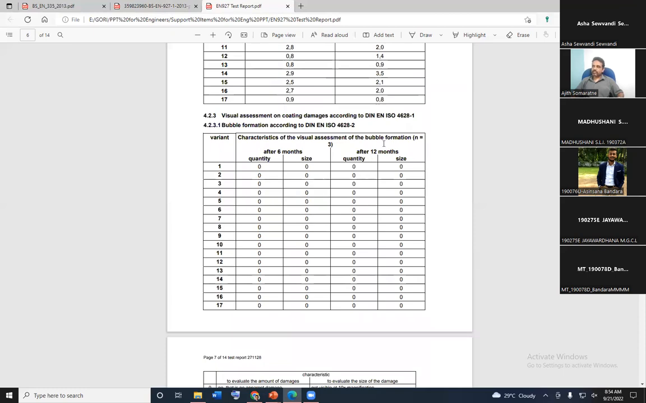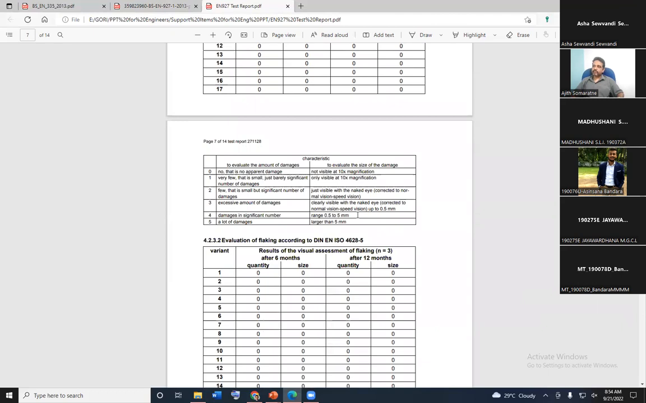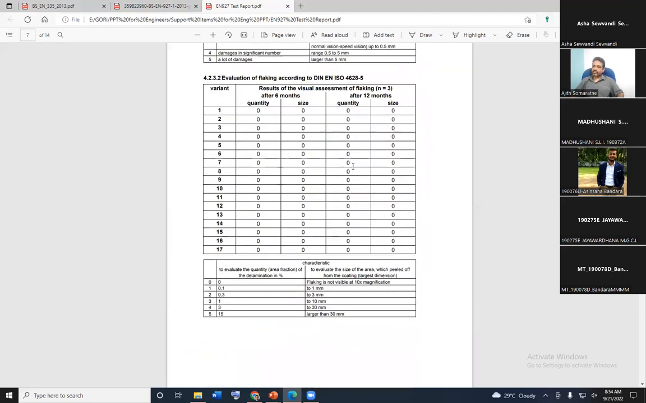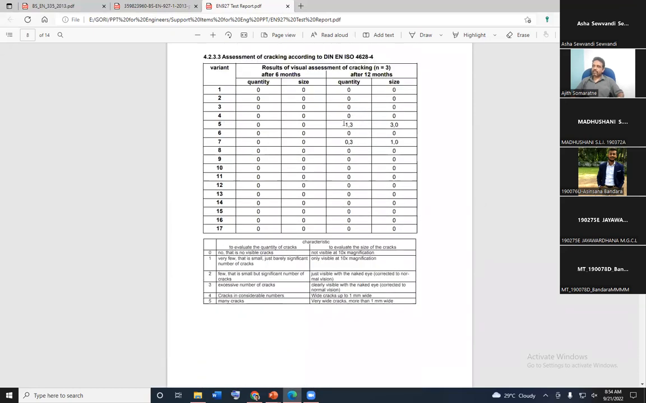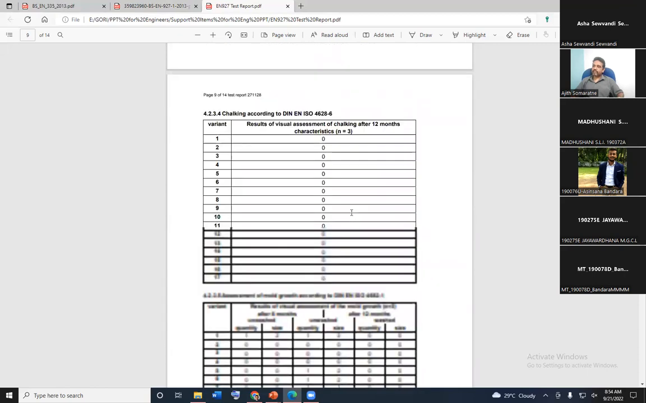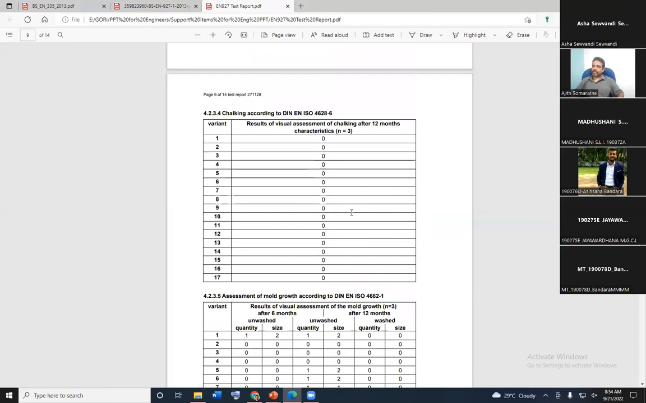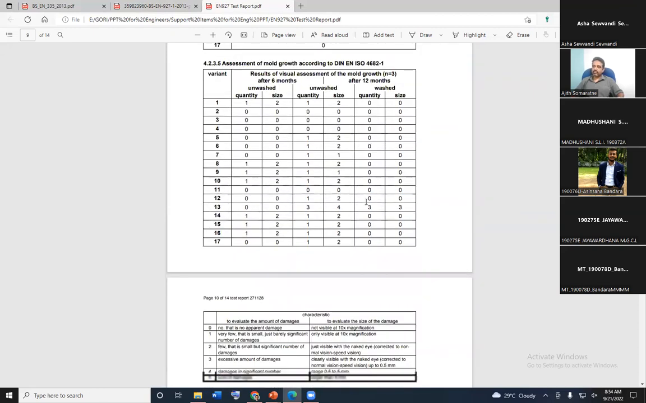Then bubble formation, blistering and all, right? This is the testing after 6 months, after 12 months. Then flaking, then cracking, right? There are some coatings cracked in 12 months, right? Then mold growth, right?